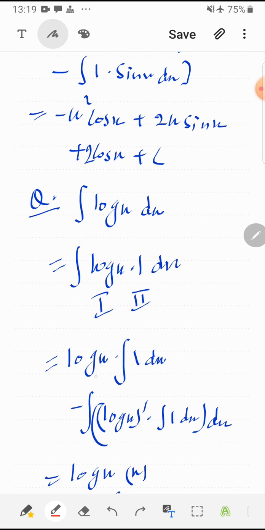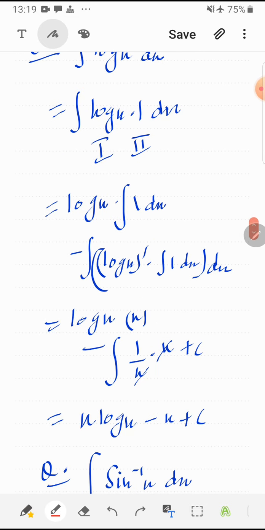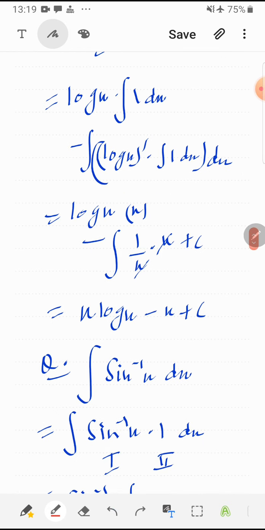So first function as it is into integral of 1, minus integral of derivative of first function into integral of second function, which is 1. So log x as it is, integral of 1 is x, derivative of log x is 1 by x, and integral of 1 is x. So x and 1 by x cancel out, so 1 is left, and the integral of 1 is x again. So x log x minus x plus c is the required result.